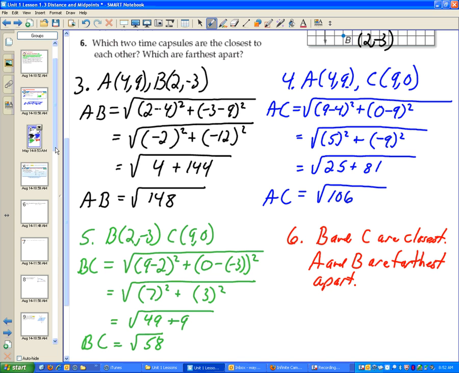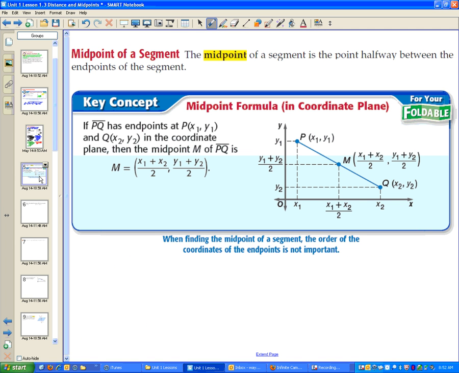All right, so we've knocked out 2 of our learning targets. We've got 1 to go. Before we can construct a segment bisector, we need to know what one is. And to know what a segment bisector is, you have to know what a midpoint is. And a midpoint is just what you would think it is.